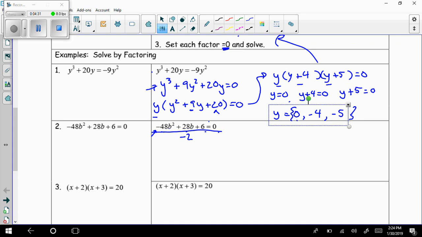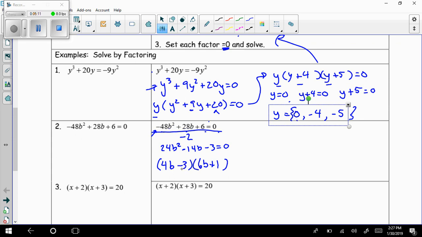So this becomes 24b squared minus, make sure you change your signs, 14b minus 3 equals 0. So that's going to break into two binomials here. We're going to do 6b plus 1. 6 times 4 is 24, so 4b minus 3.